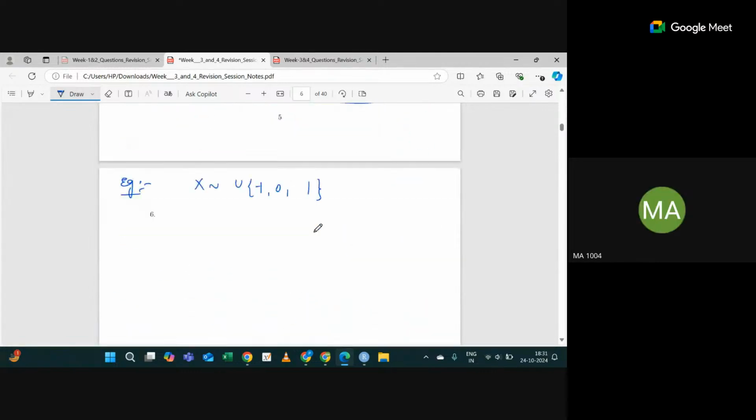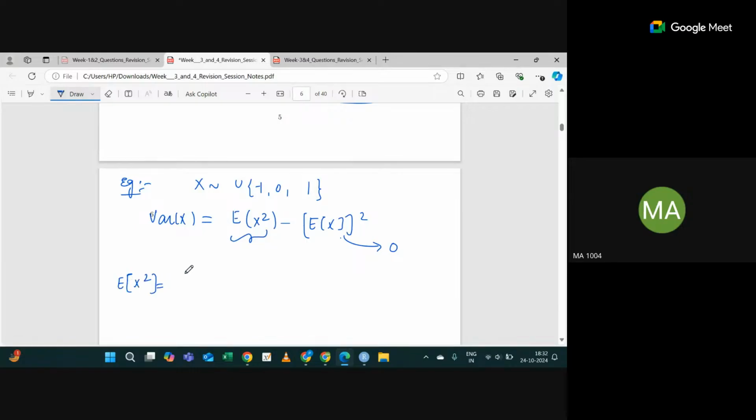So let's say in this question, suppose my question is what is the variance of x? Then what you have to do? Expectation of x square minus expectation of x whole square. And we have calculated expectation of x in the previous part as 0, right? So next thing is we have to calculate the expectation of x square.